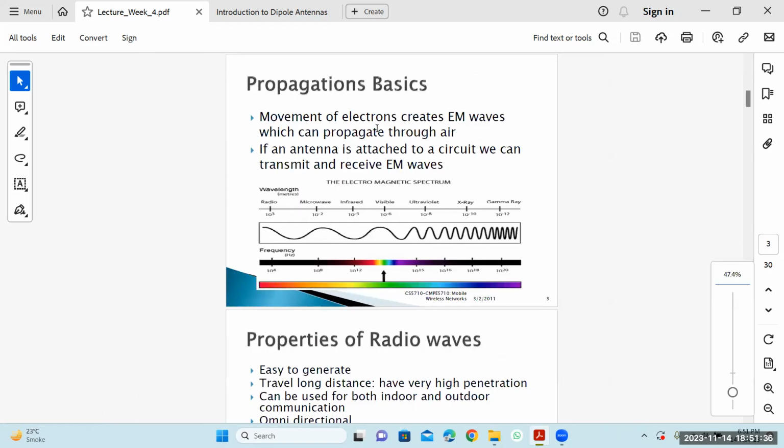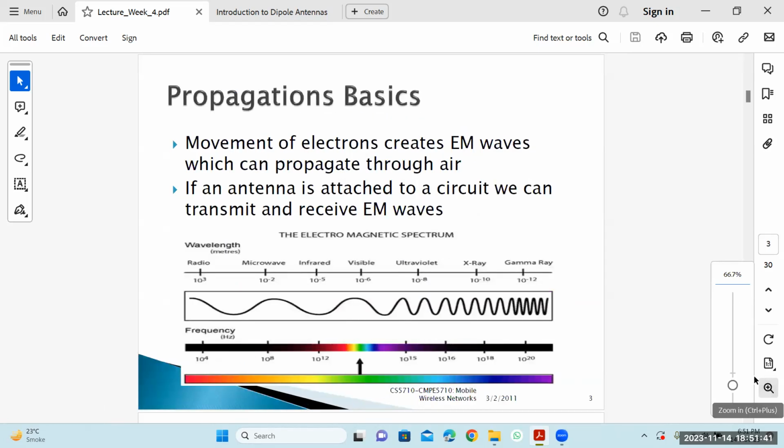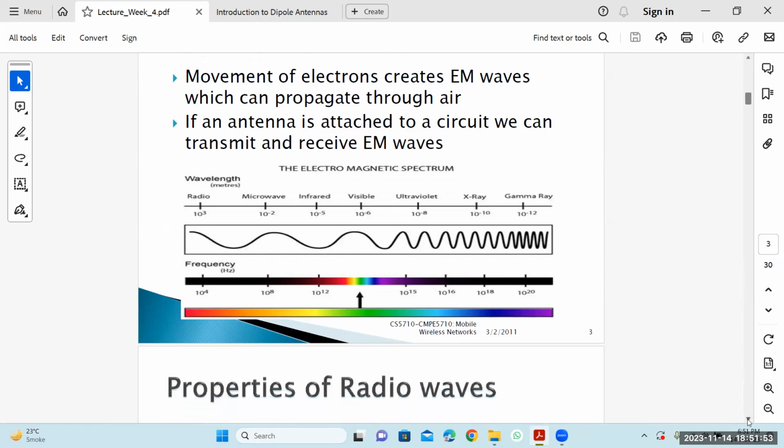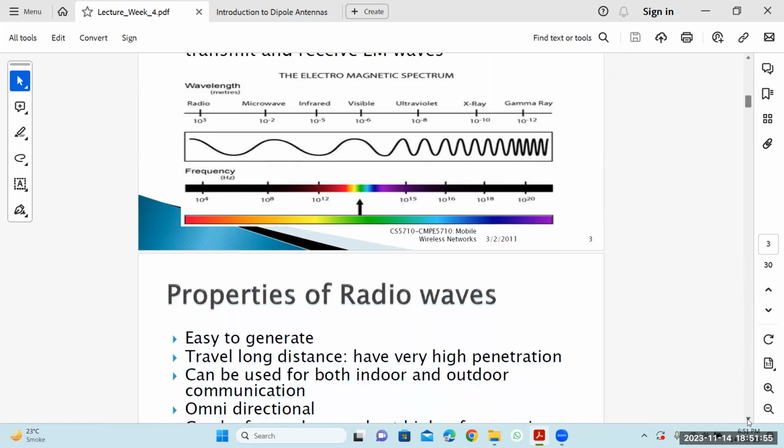Propagation basics: movement of electrons creates electromagnetic waves which can propagate through air. If an antenna is attached to a circuit, we can transmit and receive electromagnetic waves. So these are some of the propagation basics that I hope you know already.